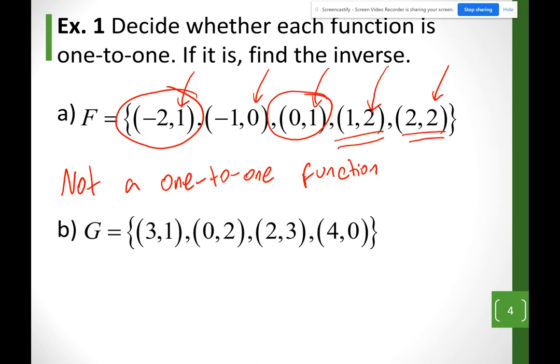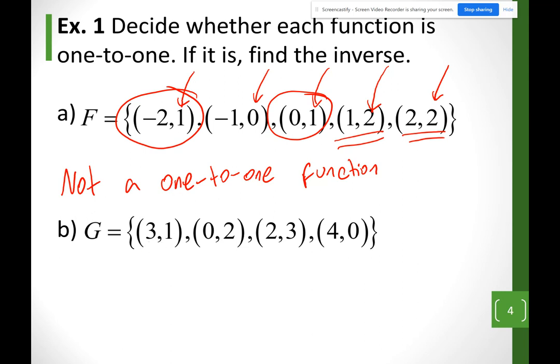Now looking at B. First, I'm going to check if it is a function. I'm pretty sure it is going to be a function because it was said it was a function. How do I check it is a function? My x values are used only once. None of them repeat. So yes, I see that it is a function.